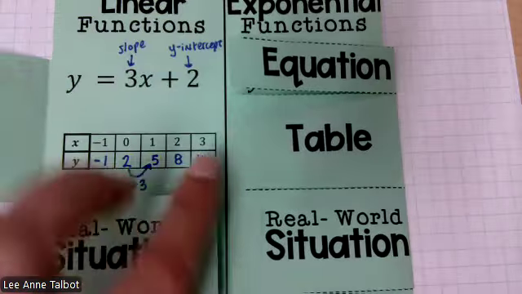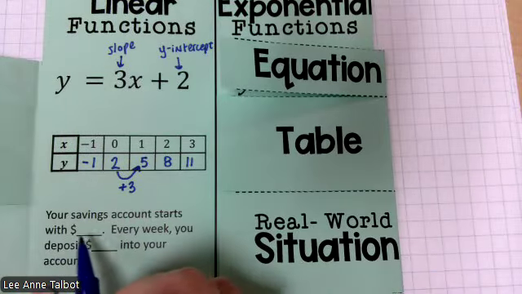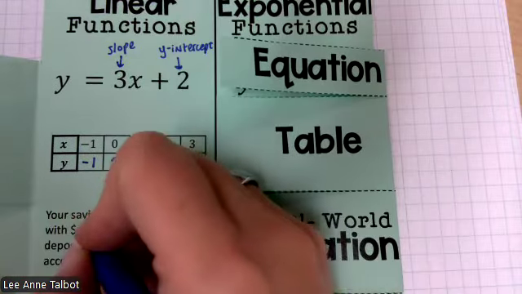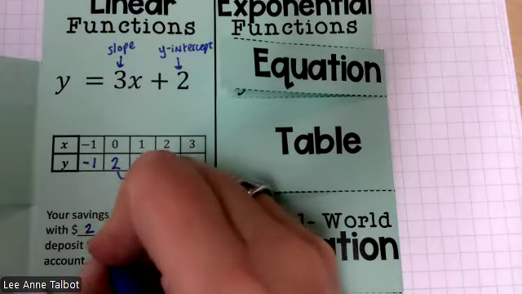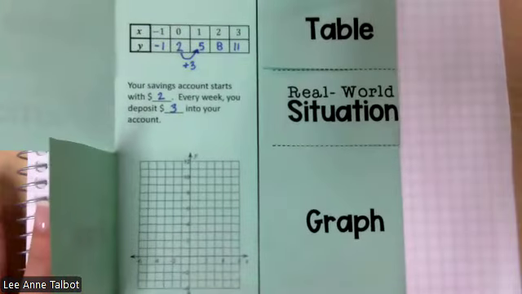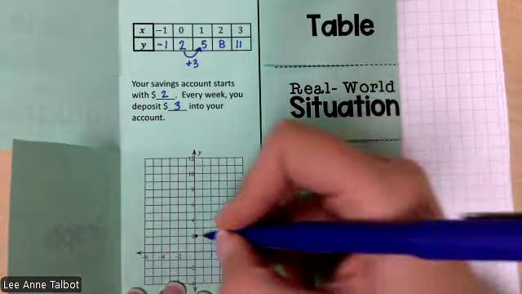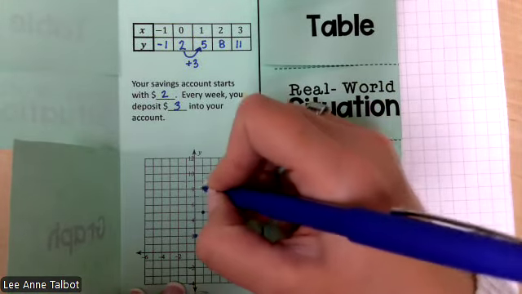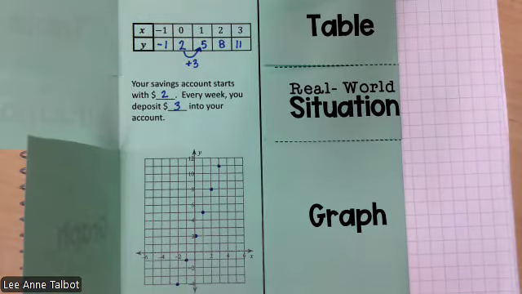Okay, real world situation. Your savings account starts with, okay, what was the start? $2. Every week you deposit $3 into your account. Okay, and then at the bottom, we're going to graph it. You can graph the points off of the table or you can graph the equation. So y-intercept of 2, slope of 3, so up 3/1 each time. Don't forget to backtrack.